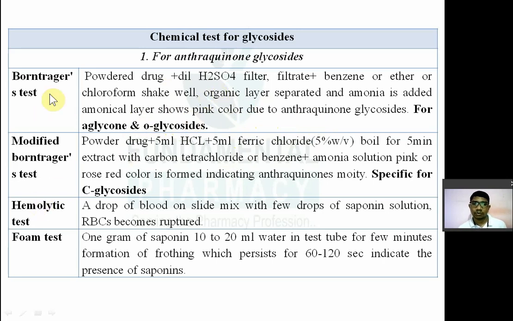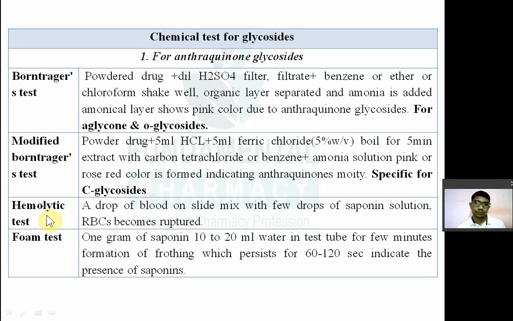And modified Borntrager test, in this case you have to take powder drug plus add hydrochloric acid, then add 5% ferric chloride, boil it for 5 minutes, then extract with carbon tetrachloride or benzene, and then separate, and you have to add ammonia. So the ammoniacal layer will show pink or rose red color, due to presence of anthraquinone moiety. Modified Borntrager test is specific for C type of glycoside. Remember.